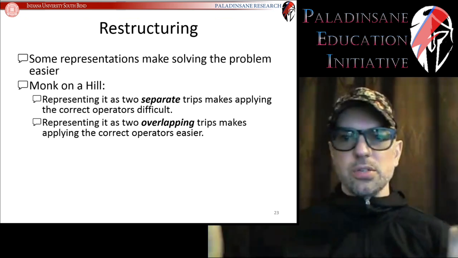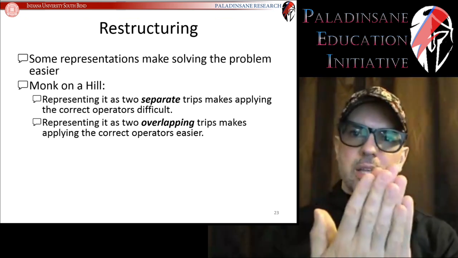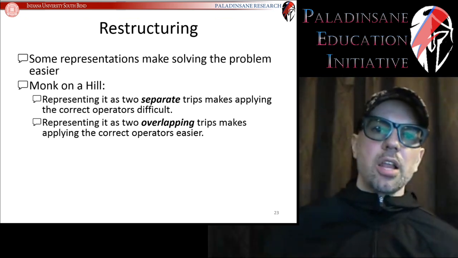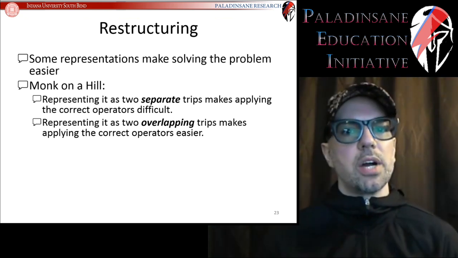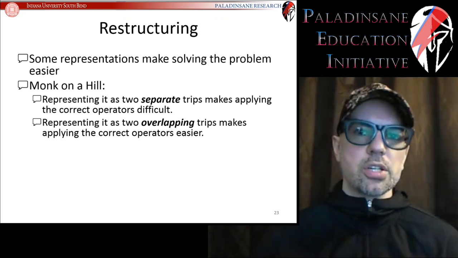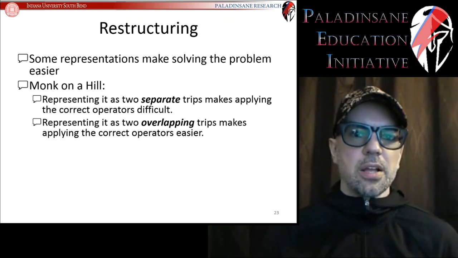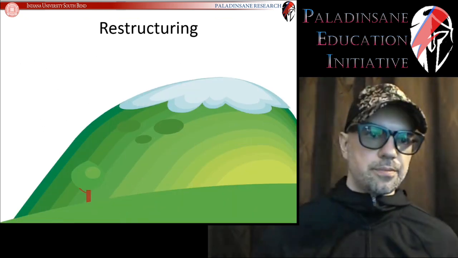I'm going to take Monday and Tuesday, day 1 and day 2, and I'm going to look at them right on top of each other. All of a sudden, the problem becomes much easier to solve when you restructure it in that form. So let's take a look at it in this restructured form.